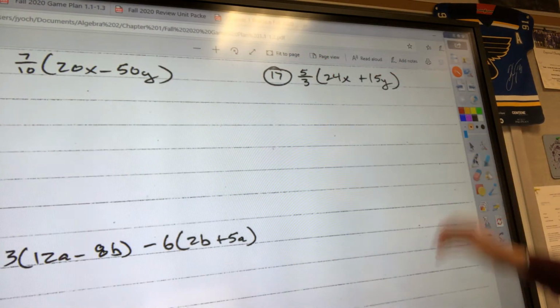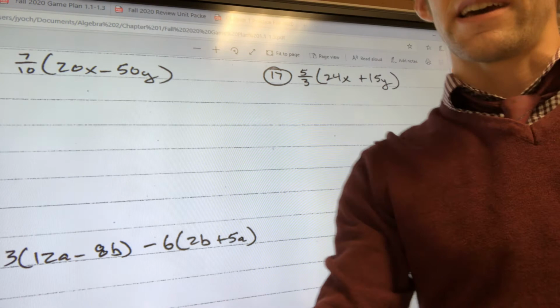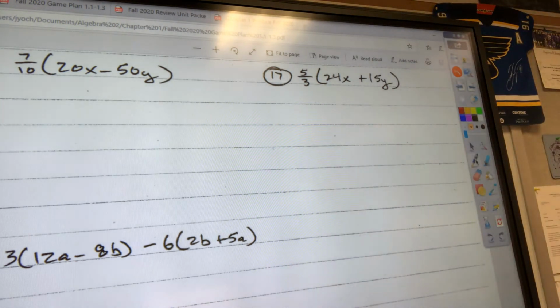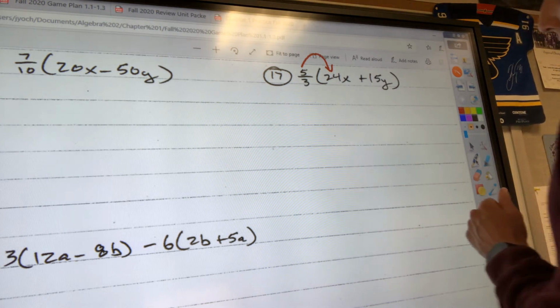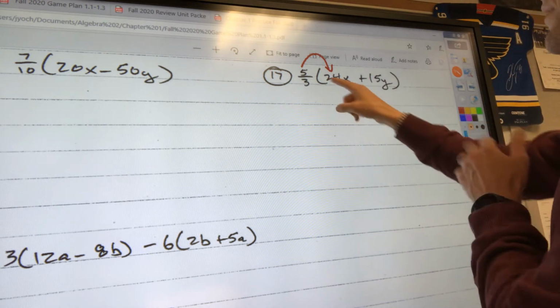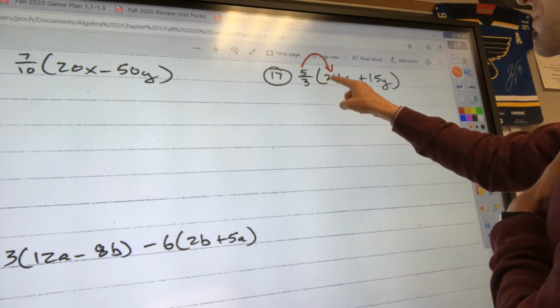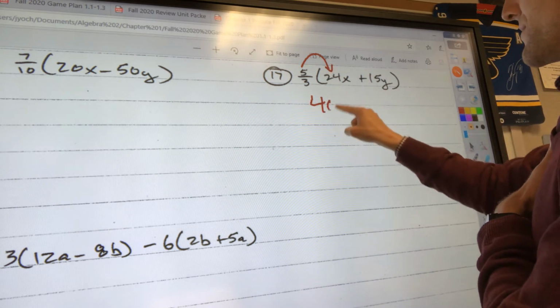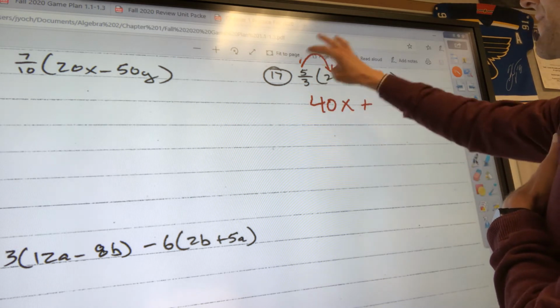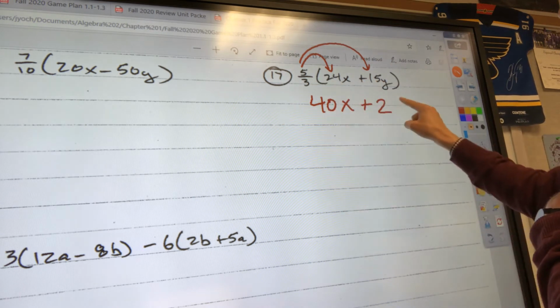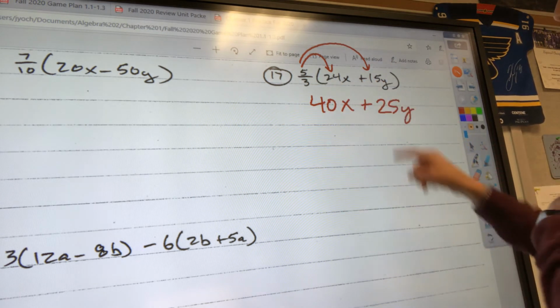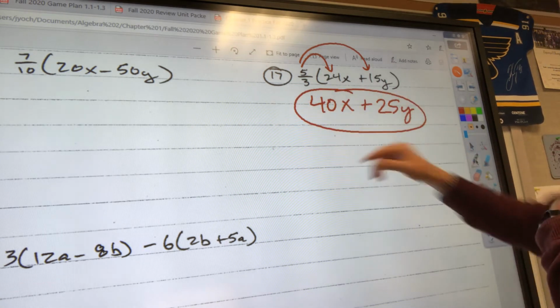Now, let's talk about 17. Okay, I think you see it. Here's what we're going to do. Any calculator can do this. 5 times 24 is 120, and then you divide it by 3. 120 divided by 3 is 40x. Plus, 5 times 15 is 75. 75 divided by 3 is 25 for the y's.